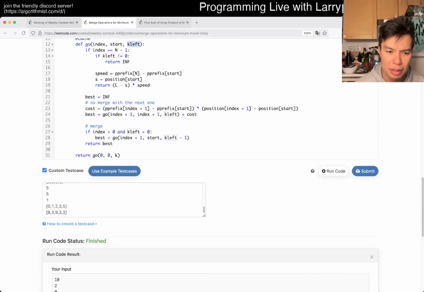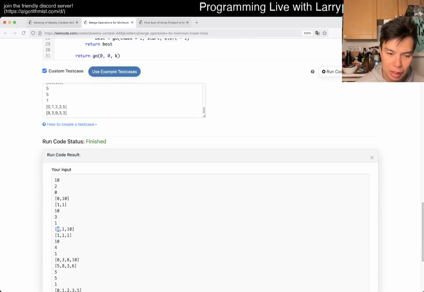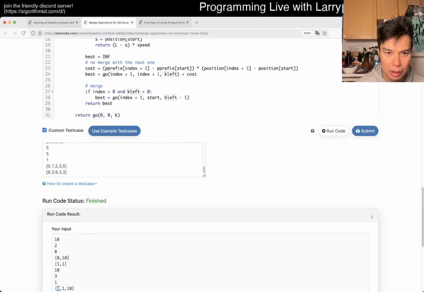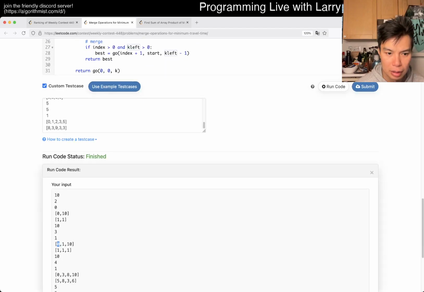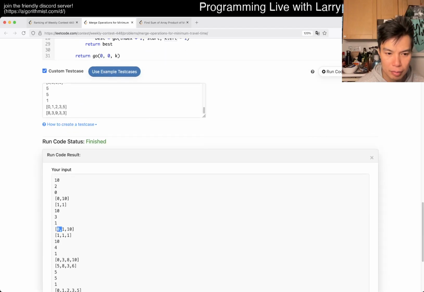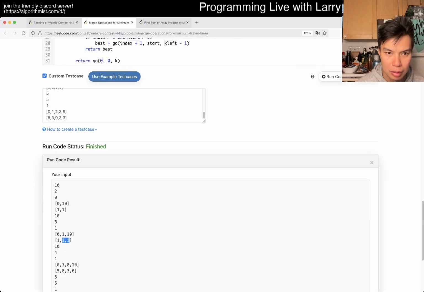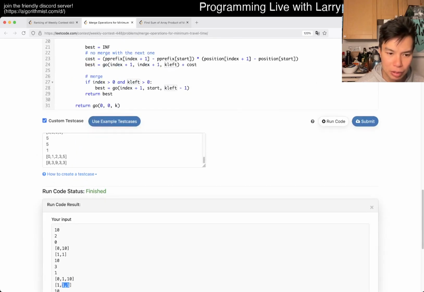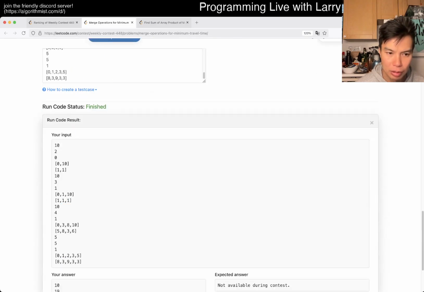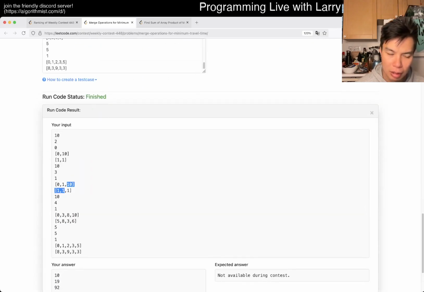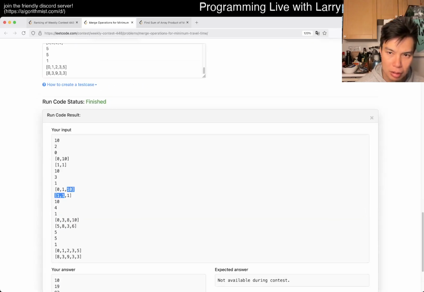Why is this 19 though? Oh, well, in my code it's 19, but it's 19 because we merge, but we gave the 2 to this index. So we merged, but we added incorrectly. Okay. So how do I represent the merge?